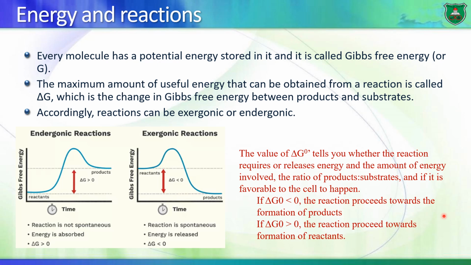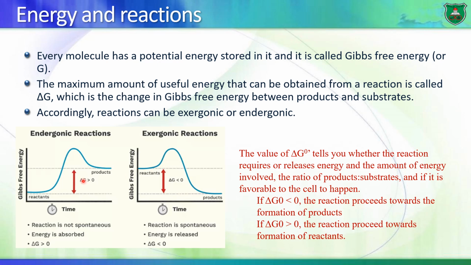And we said that these energies exist within bonds. Now, this energy is known as the Gibbs free energy, or G. So basically what G is the maximum amount of useful energy that can be obtained from a reaction, and that is called delta G, which is basically the G of products minus the G of reactants, and that tells us the change in free energy between products and substrates.